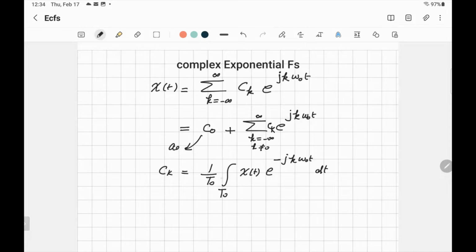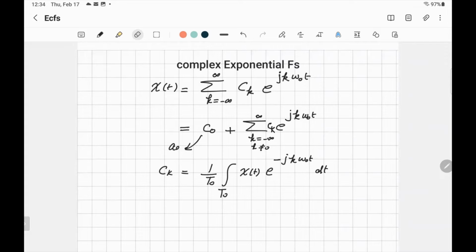So observe the difference between c_k and the expression for x of t. When you find c_k, you integrate the function multiplied by e to the power of minus j k omega naught t. But when you make the sum, you don't put the minus; you have e to the power of j k omega naught t. So they are very similar. That's all. This is the new formula for the Fourier series using exponentials.